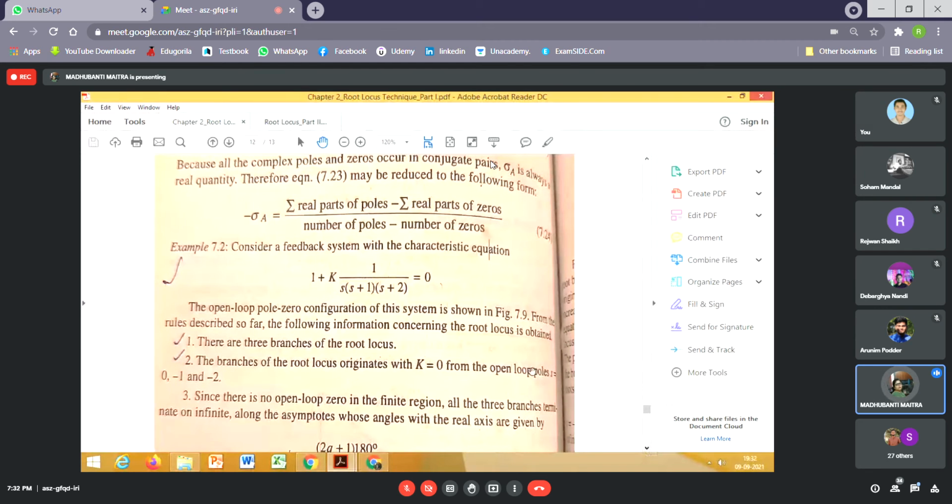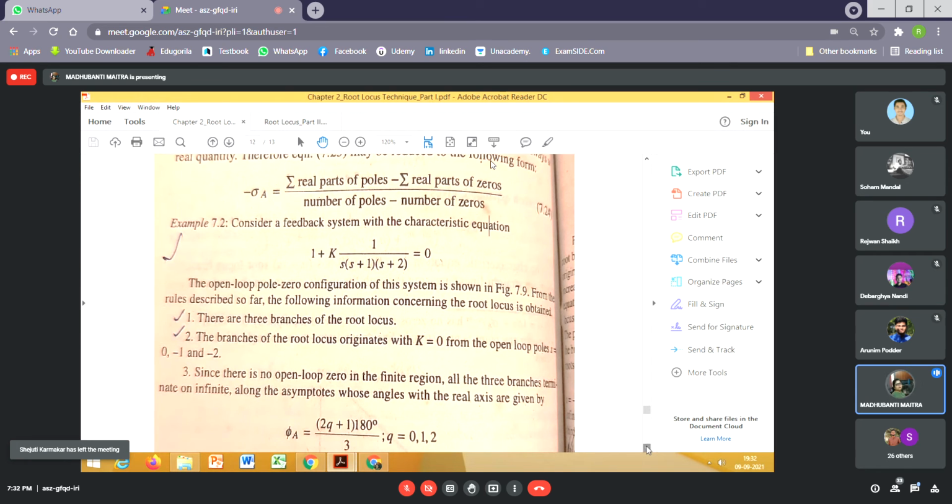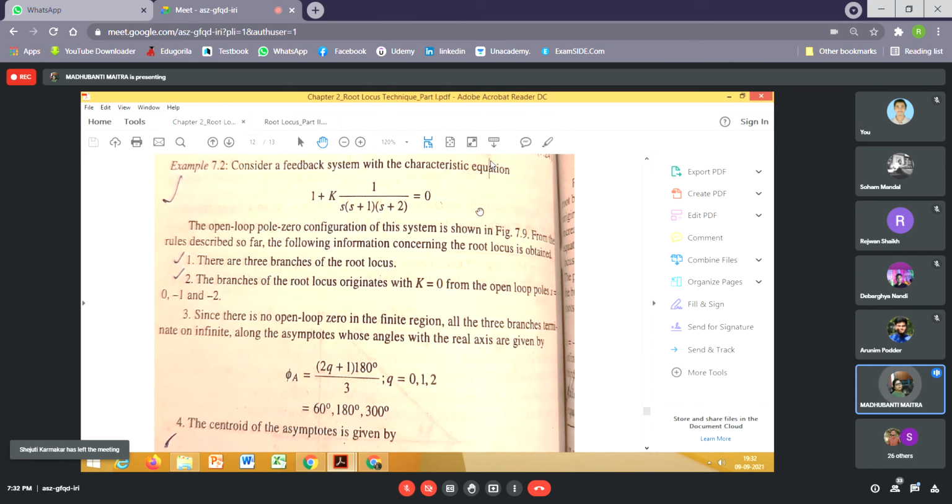So again, let's consider a second example. This is the open loop transfer function G(s)H(s) equals k into s plus 1 into s plus 2. If the characteristic equation is given, then from the characteristic equation we'll have to find out the open loop transfer function. So this is the open loop transfer function, and these are the root locations: s equal to 0, s equal to minus 1, s equal to minus 2. Number of open loop zeros is 0, and number of open loop poles is 3. So n minus m will be equal to 3.